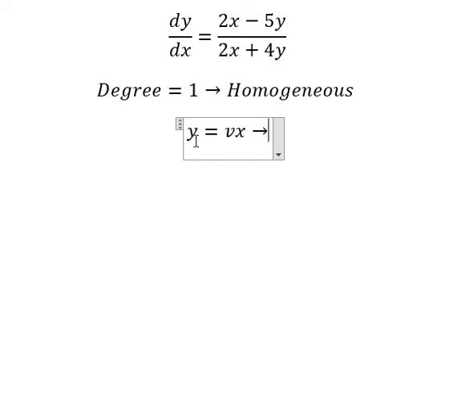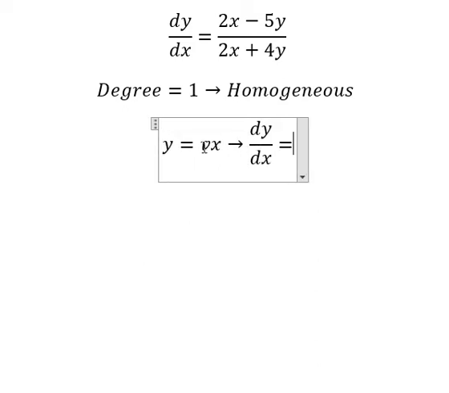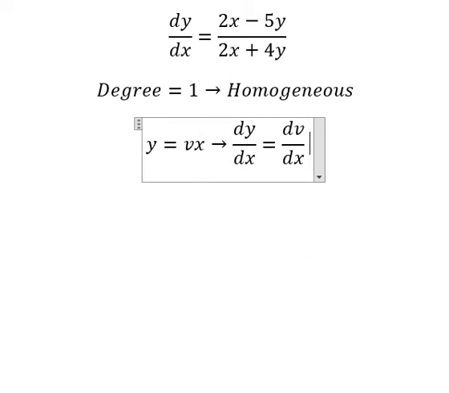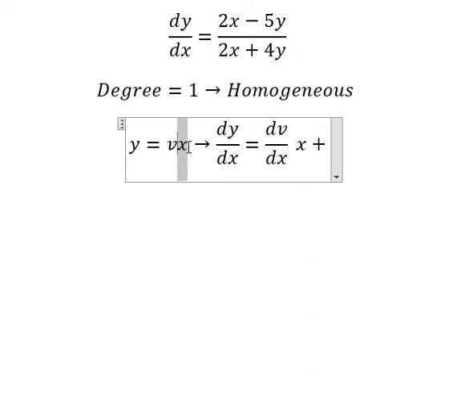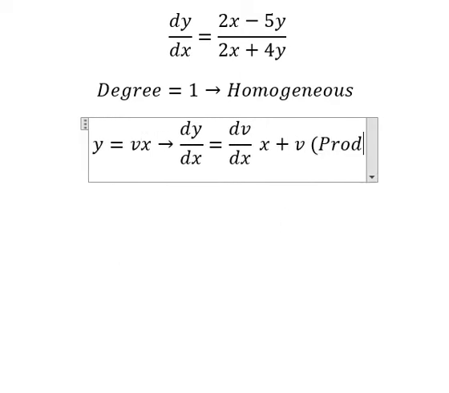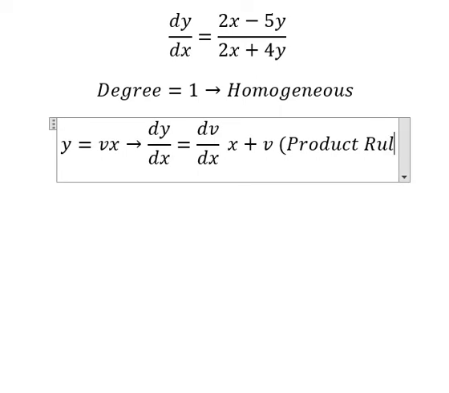Later that we do first the derivative for both sides, and we have dy over dx. This one we have dv over dx multiplied by x. This one we have number 1, so we have v. And that is about the product rule of the derivative.